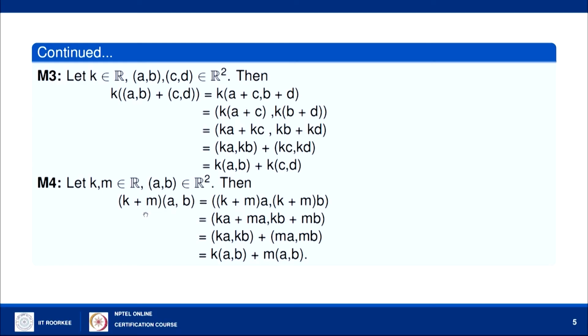Now, come to the fourth property. I am taking 2 scalars k and m from the field R and a vector (a, b) from the set of vectors R2. Then (k + m) times (a, b) can be seen as k times (a, b) plus m times (a, b). So, hence the fourth property holds in R2.